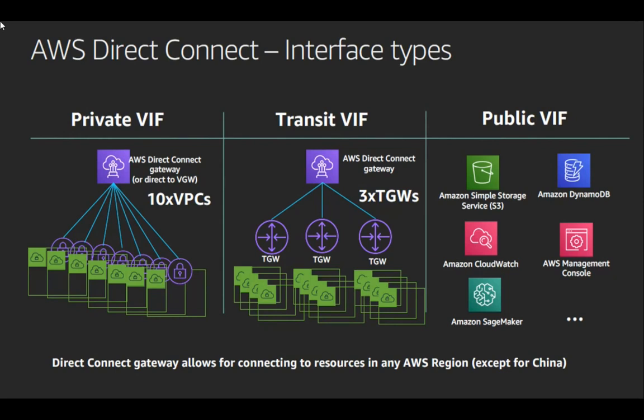Direct Connect Gateway allows for connecting resources in any region. So if you have resources in any region, you can connect using the Direct Connect Gateway, except China. We have a restriction for China. Otherwise, all other AWS regions can be connected via Direct Connect gateways.